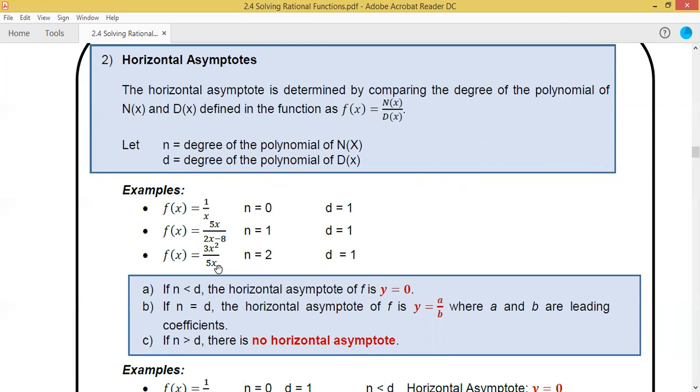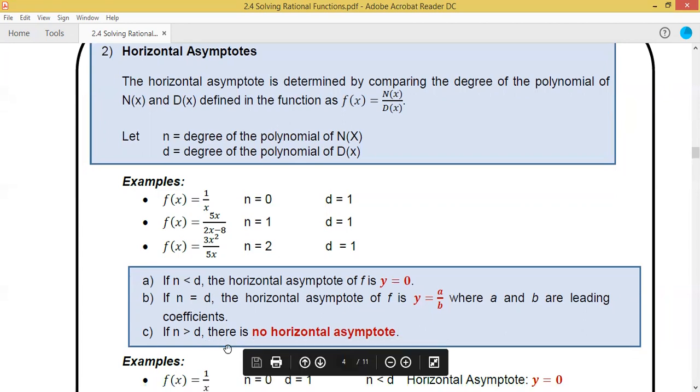Now, how to identify our horizontal asymptotes? If the degree of the numerator is less than that of the denominator, the horizontal asymptote is automatically y equals 0. If they have the same degrees for the numerator and denominator, then we need to copy their leading coefficients. It means their numerical coefficients, a divided by b. If the numerator's degree is greater than the denominator's degree, then there is no horizontal asymptote.